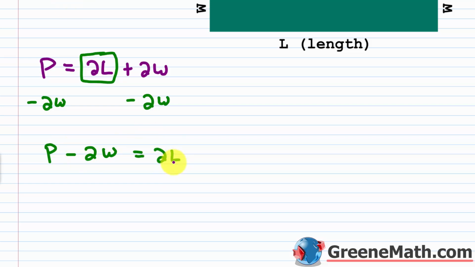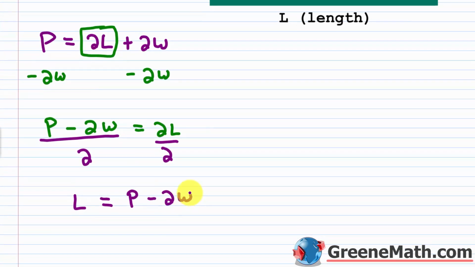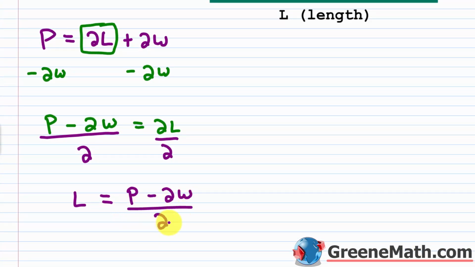And if I want to isolate L there, what's being done to it? It's being multiplied by 2. So just divide both sides of the equation by 2. And I'm going to flip this around. So the 2's cancel there. You get L is equal to P minus 2W over 2. Okay, so this is in terms of L now.